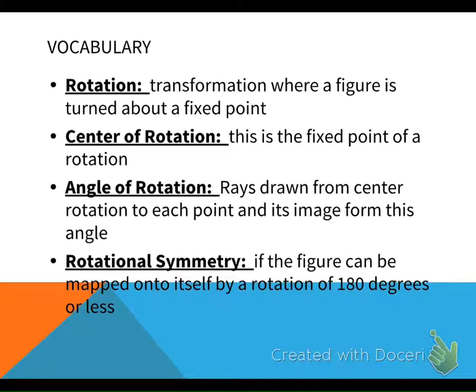And then we have rotational symmetry. If a figure can be mapped onto itself by a rotation of 180 degrees or less. You guys have dealt with 360 degrees, right? You know that one? Okay. So we have 180, which is the next one, right? So symmetry that occurs within 0 to 180 degrees, that's what we're talking about here, rotational symmetry.